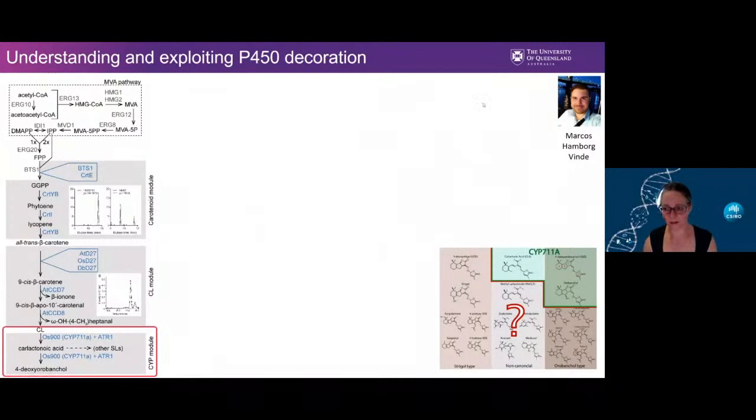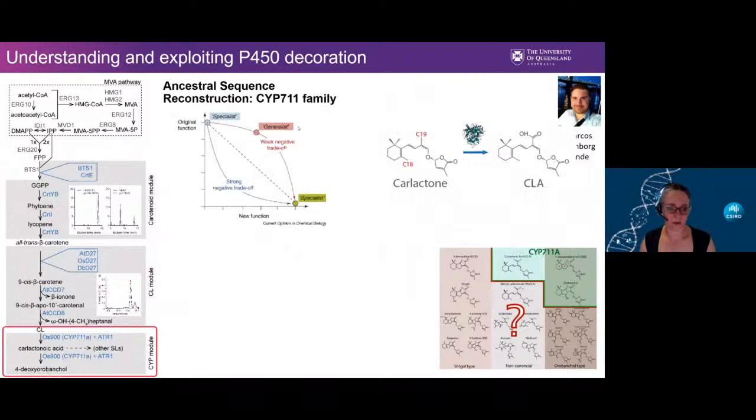So the first thing that he looked at was ancestral sequence reconstruction. And ancestral sequence reconstruction is used to look back through the mists of time to try to identify ancestral, sometimes more generalist or even more specialist if you go further back, behavior and enzymes. And he was looking at the cytochrome P450s that catalyze the carlactone to carlactonic acid reaction here.